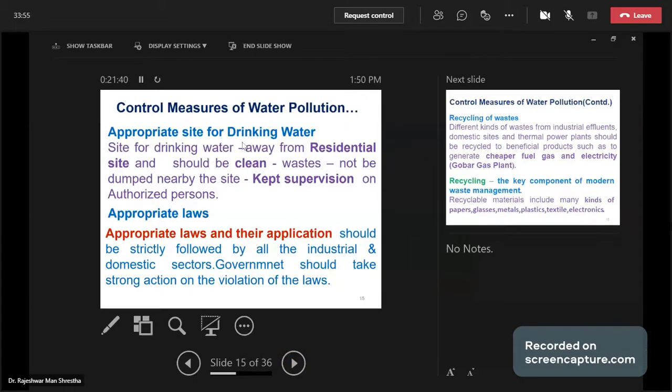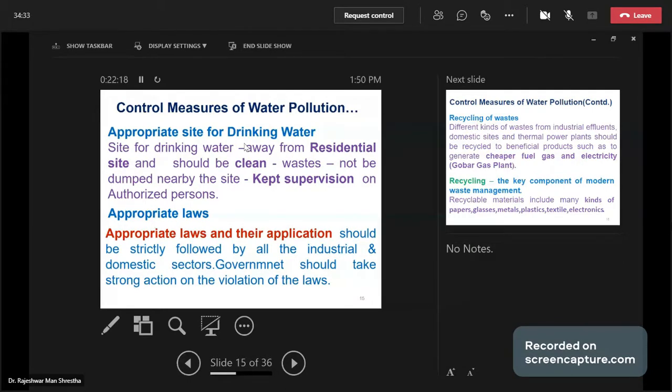Control measures of water pollution: appropriate site for drinking water. The drinking water storage should be away from the residential site, and the site should be cleaned, and waste should not be dumped nearby the site, and the site should be kept under the supervision of an authorized person. That should be kept under supervision of an authorized person.